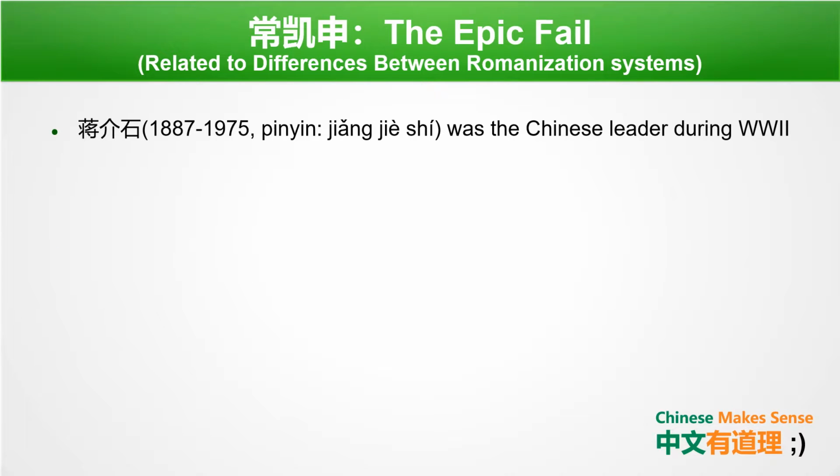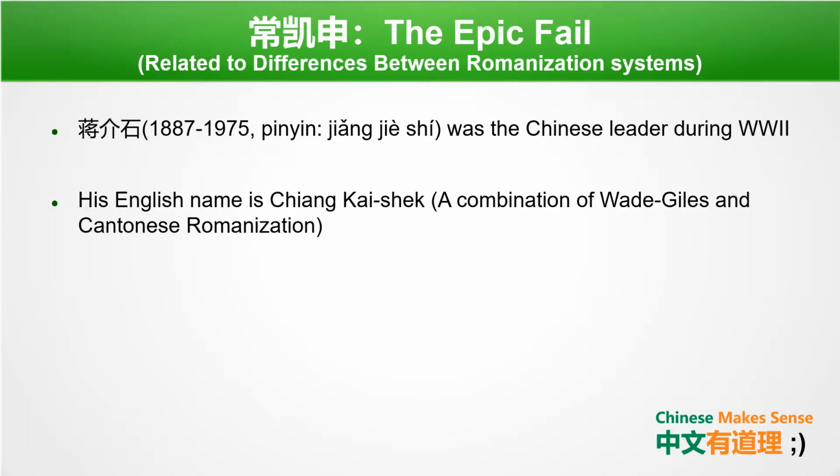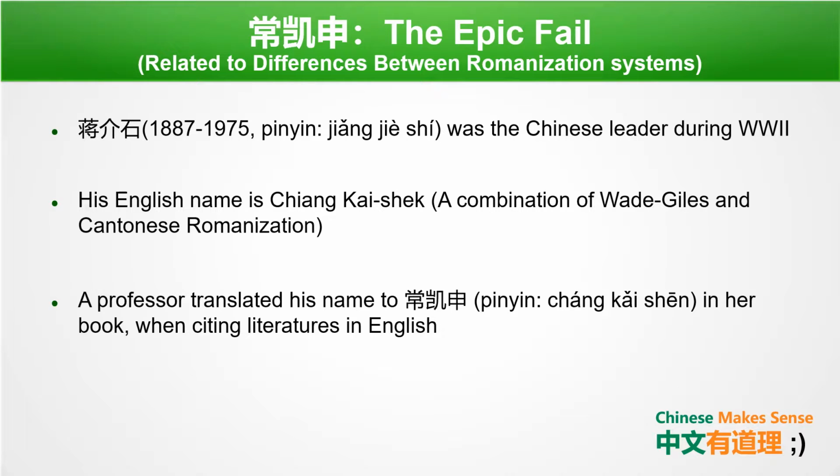Here is a relatively funny story. Chiang Kai-shek, the epic fail, related to differences between romanization systems. The Chinese leader during World War II was named Jiang Jieshi. His English name is Chiang Kai-shek, which is a combination of Wade-Giles and Cantonese romanization. Here's the funny part. A professor translated his name to Chiang Kai-shek in her book when citing literature in English, so Jiang Jieshi became Chiang Kai-shek.